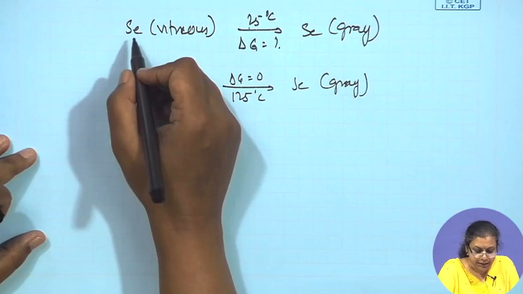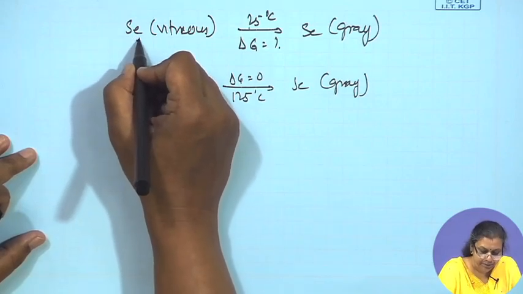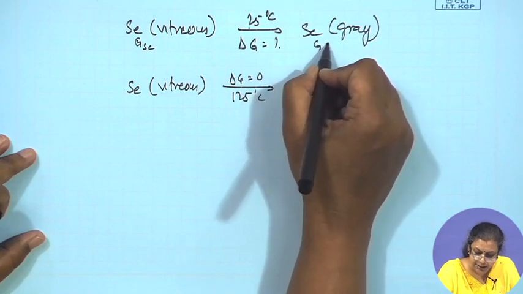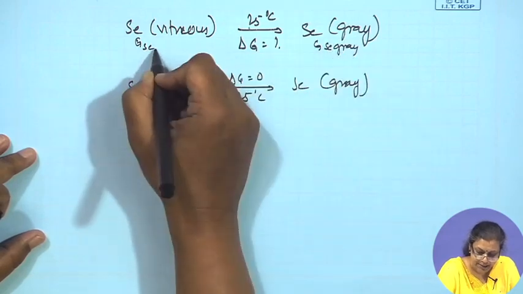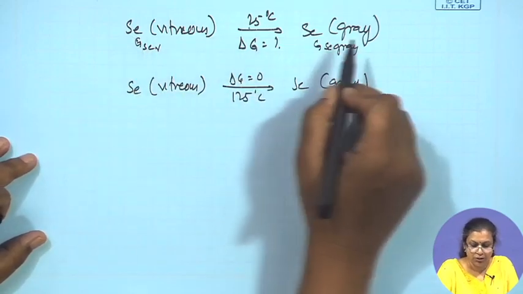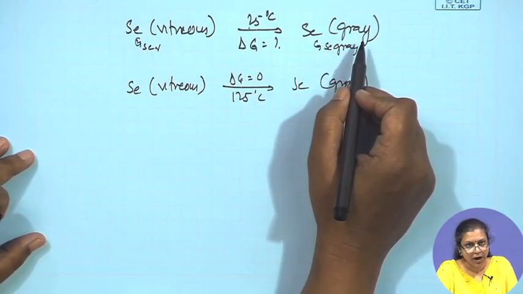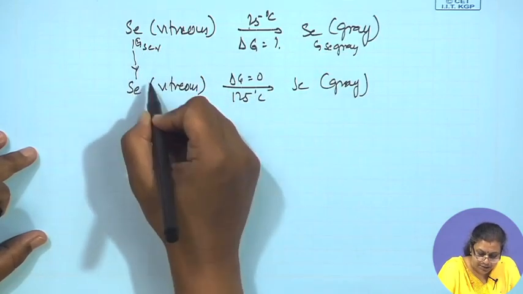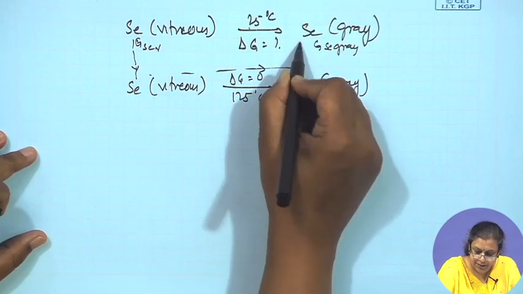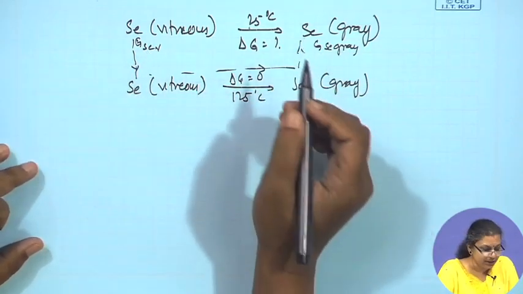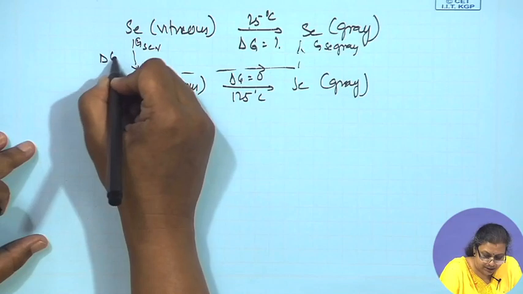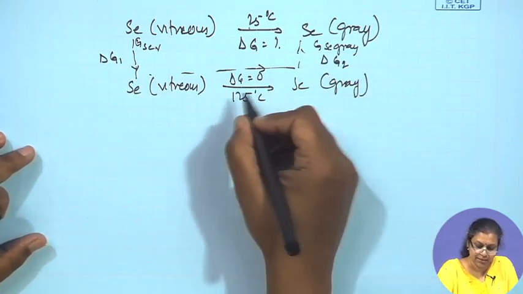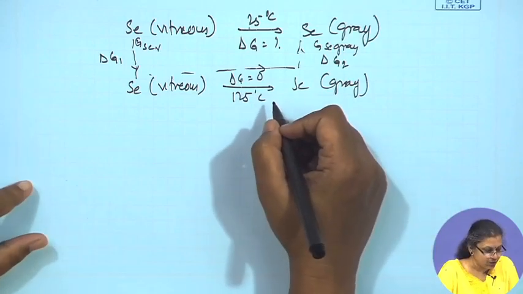Remember, here it has some particular value, say G Se grey, and here it has G Se V, suppose. From here to here we wish to go. We can devise any path for it. So instead of this path, I devise a path this, then this, then this. In this path, what are the things that I know? Here the change is delta G1, here the change is delta G2, and in this case the change is delta G equals 0.